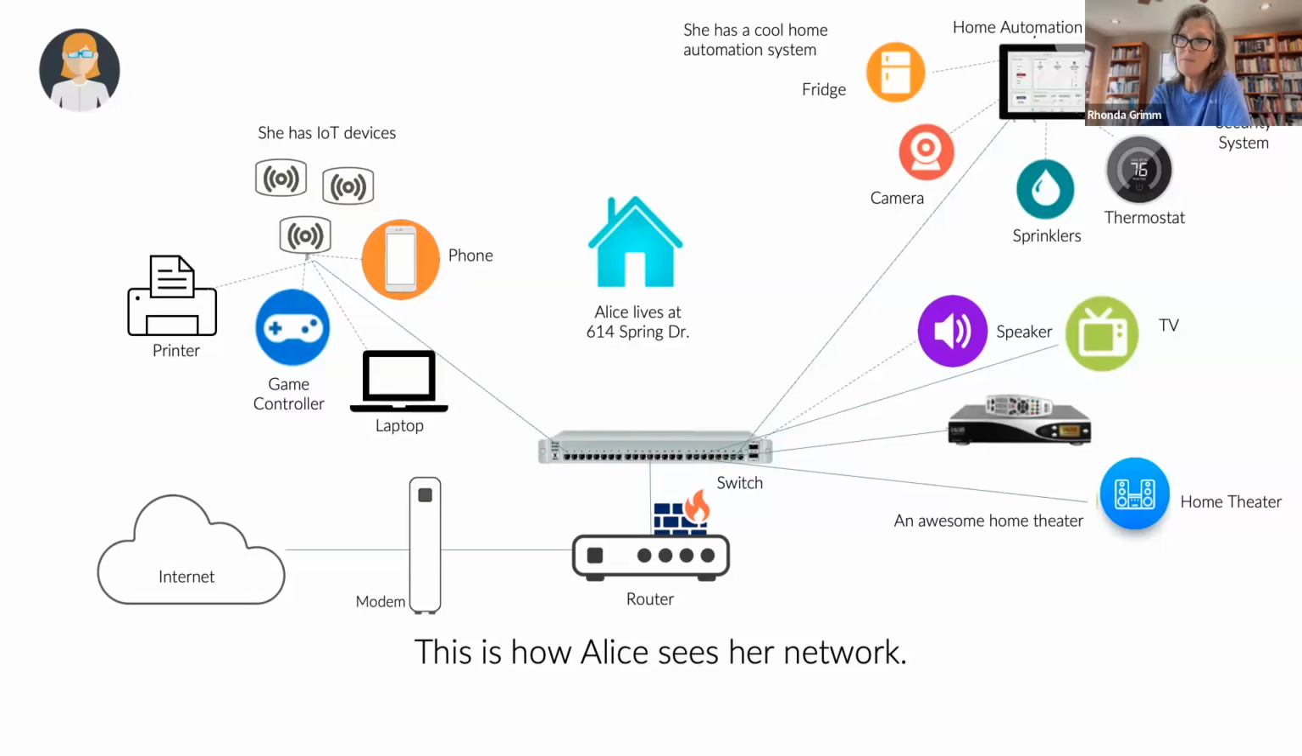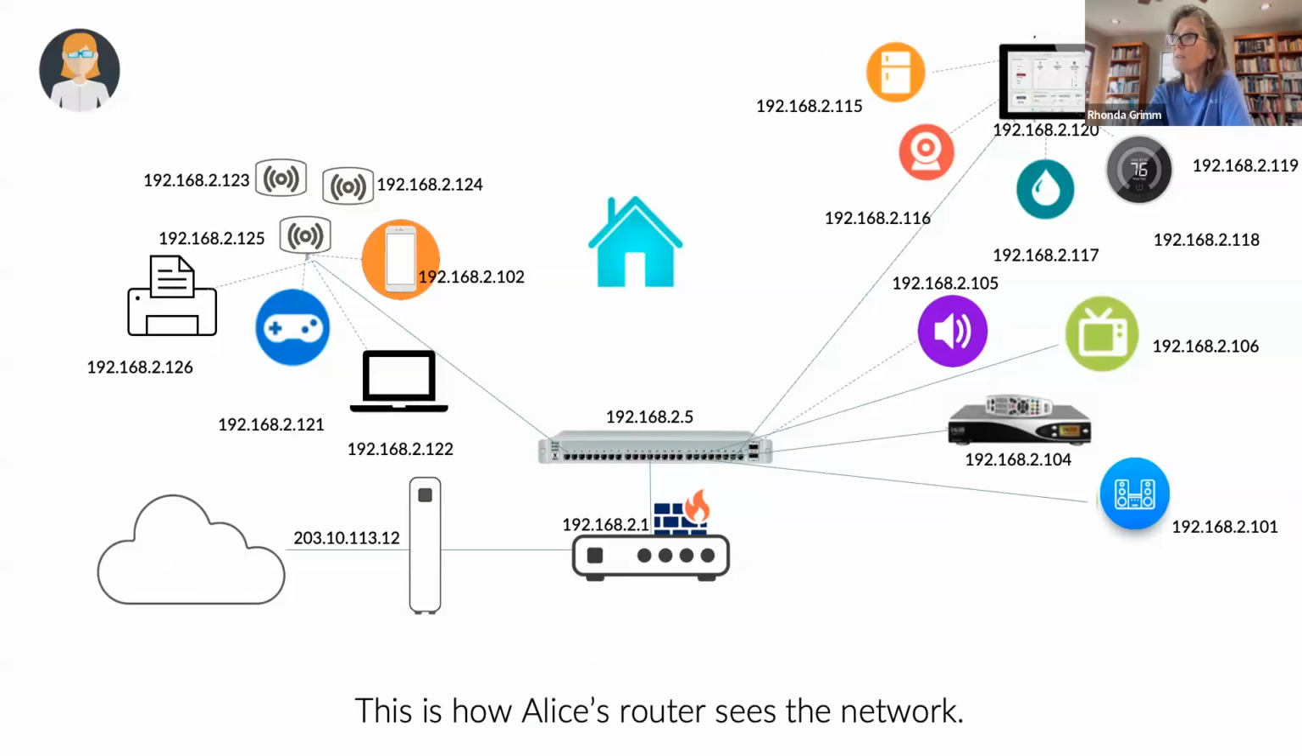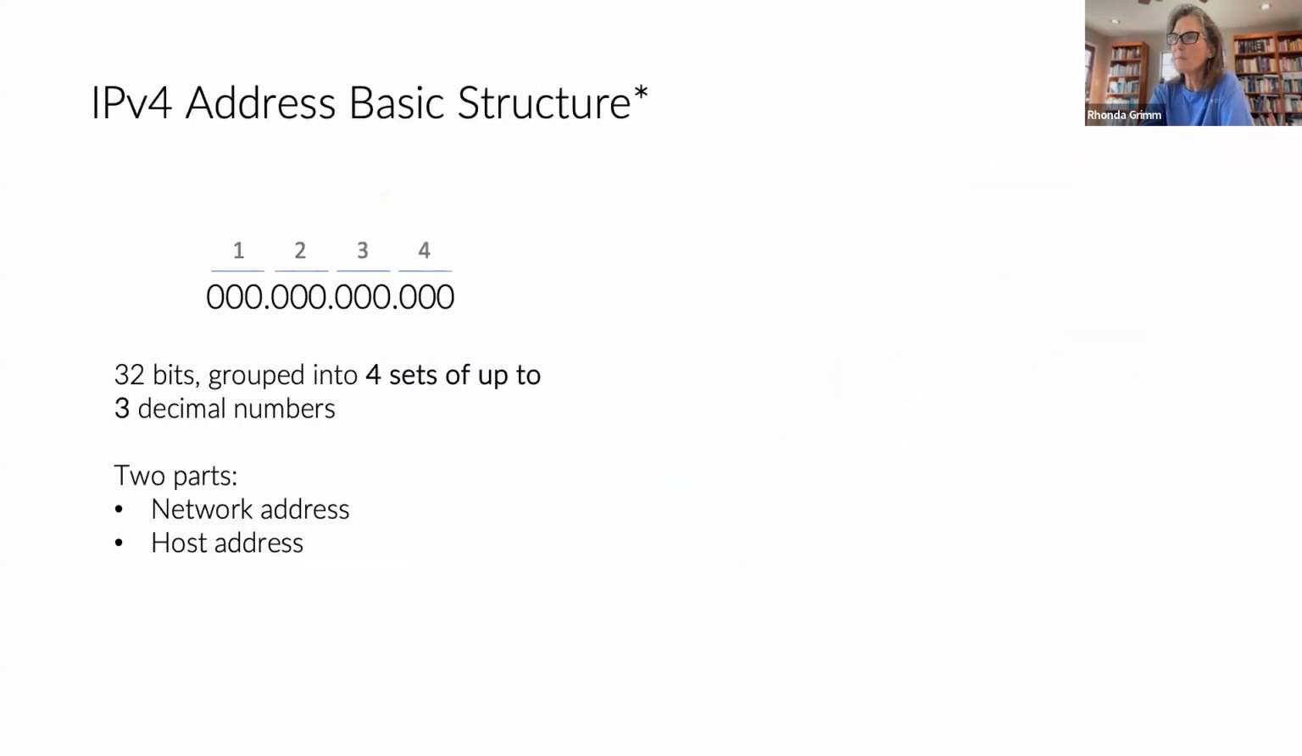She's got the theater, she's got the devices. This is how Alice's router sees the network. It's all numbers. And you'll notice behind the modem there, they all have this similar structure, the 192.168.2, and then some unique number at the end. And you'll run into those all the time with the routers you install, the 192.168. There's other common configurations. But let's look real quick at the IP address structure. And we're going to talk right now about IPv4.